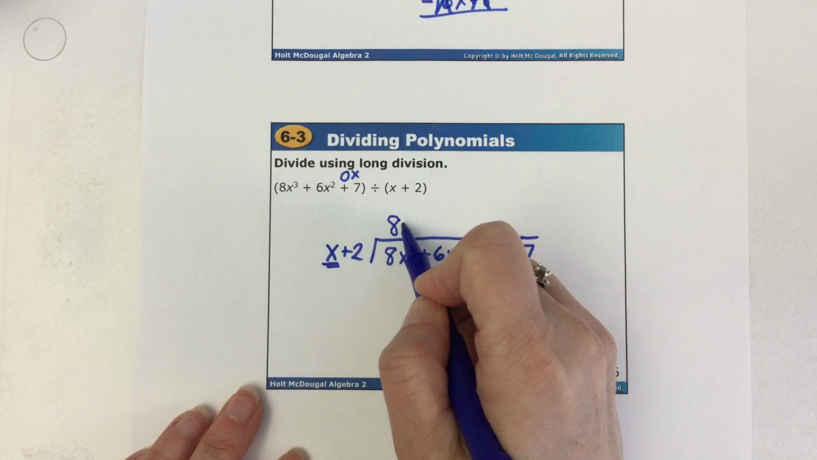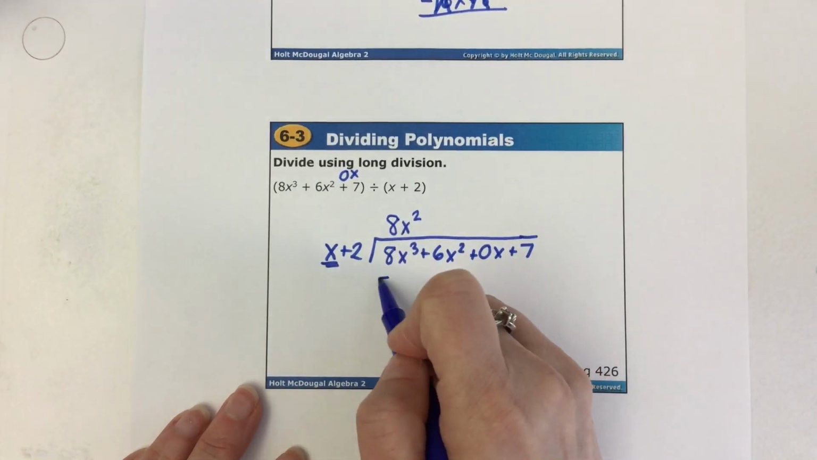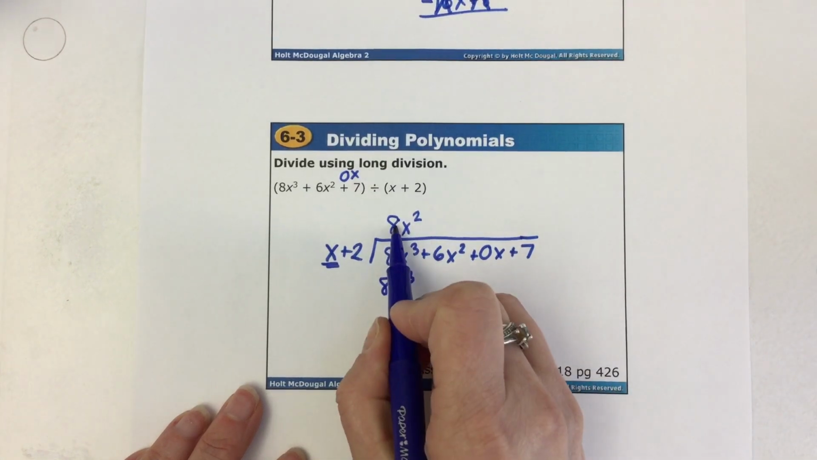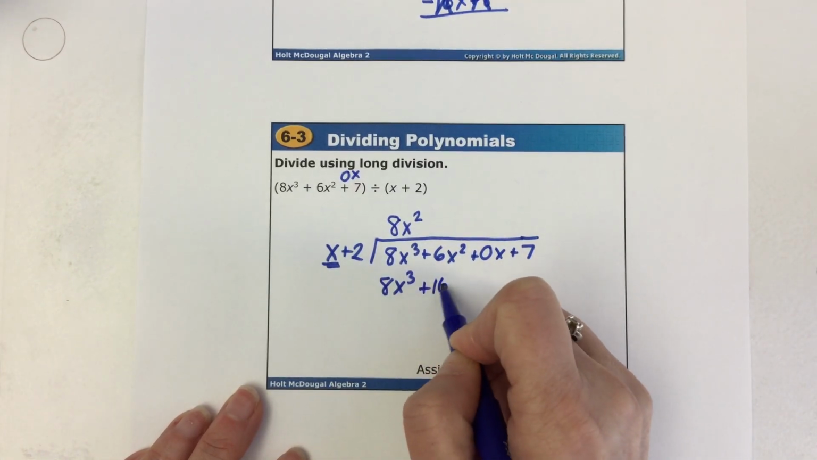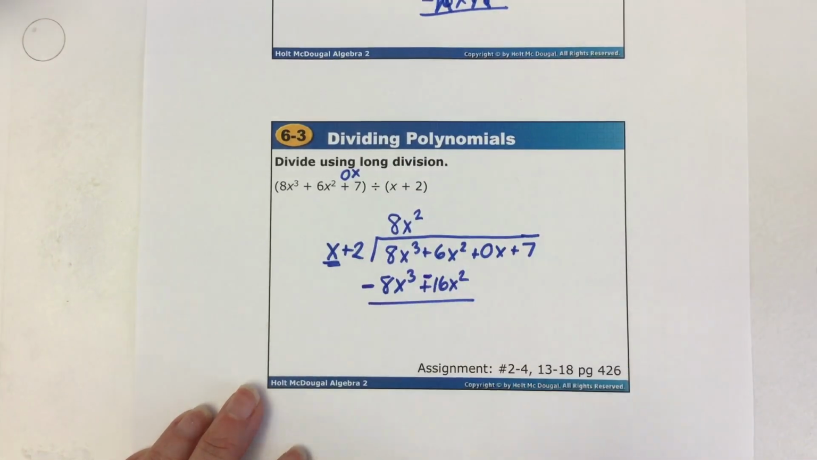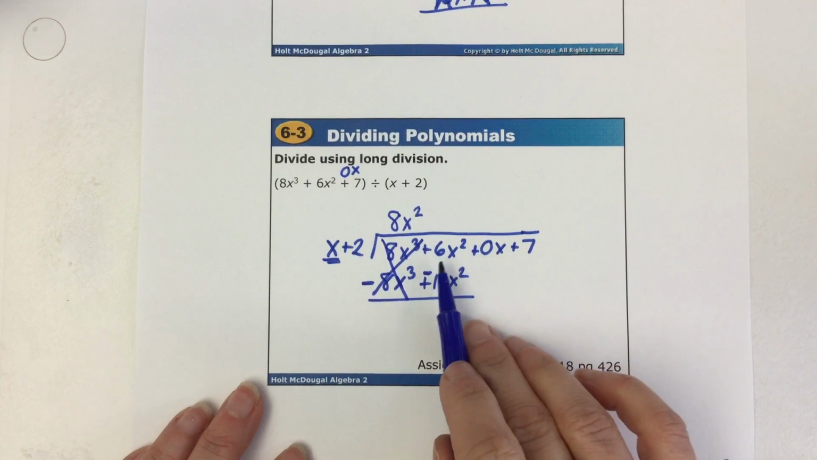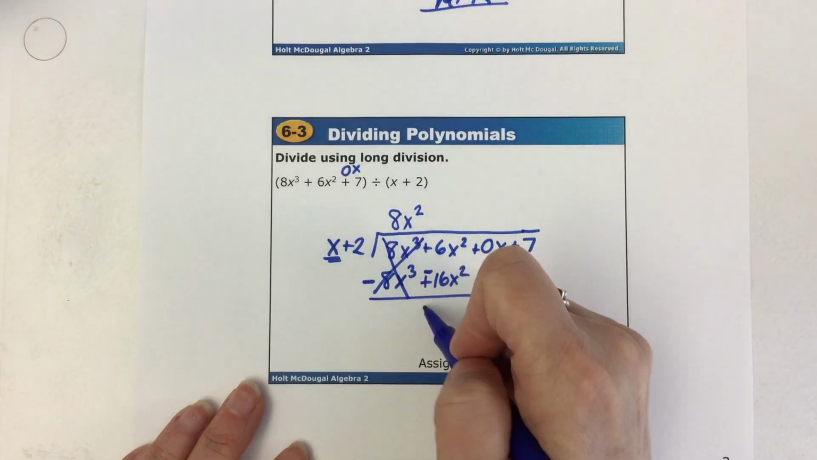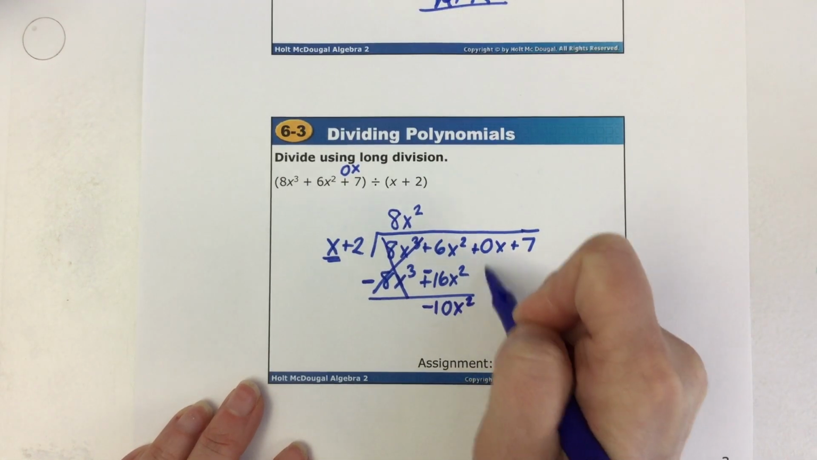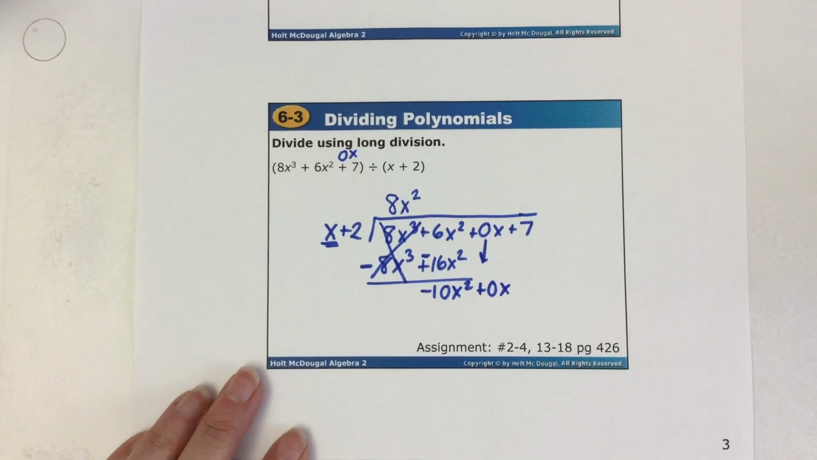I need an 8 and I need 2 x's. 8x squared times x is 8x cubed. 8x squared times 2 is 16x squared. Change this to a negative, change this to a negative. This cancels. 6x squared minus 16x squared is negative 10x squared. Carry down the next term. Even though it's a 0, you have to carry that down.